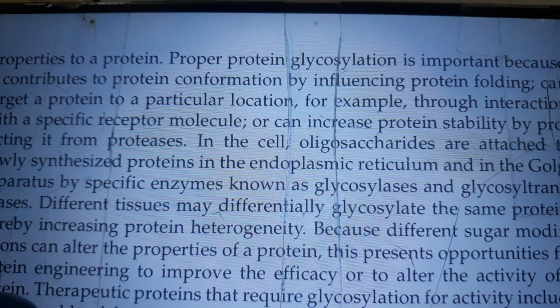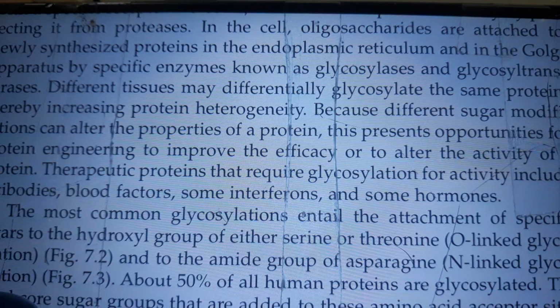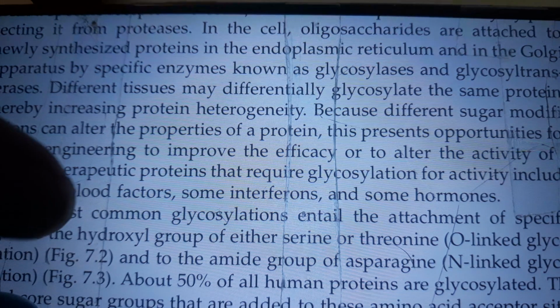Different tissues may differentially glycosylate the same protein, thereby increasing protein heterogeneity because different sugar modifications can alter the properties of a protein. This presents opportunities for protein engineering to improve the efficacy or to alter the activity of a protein. Therapeutic proteins that require glycosylation for activity include antibodies, blood factors, some interferons, and some hormones.